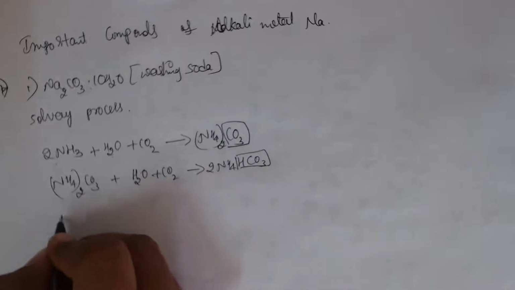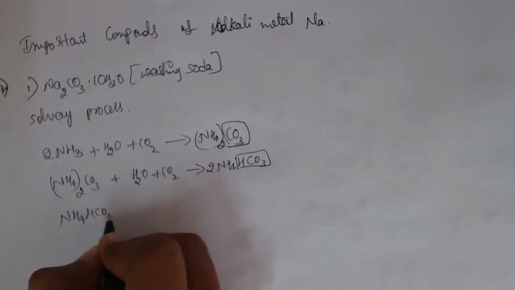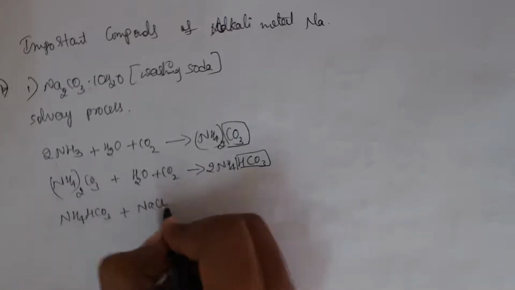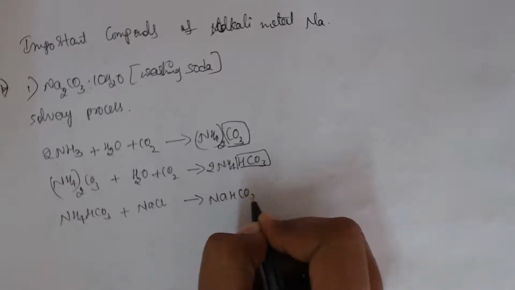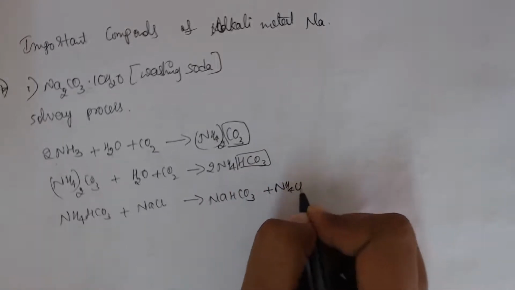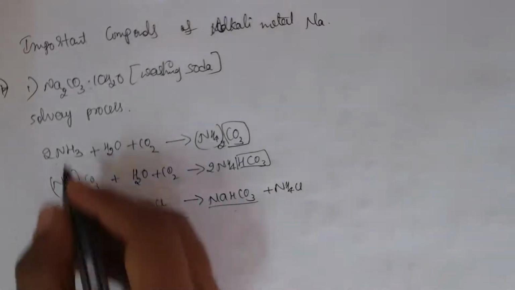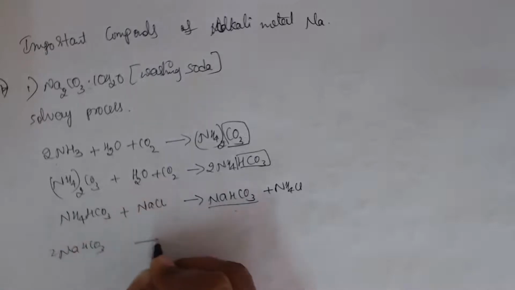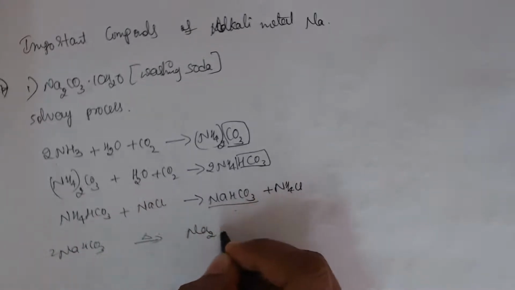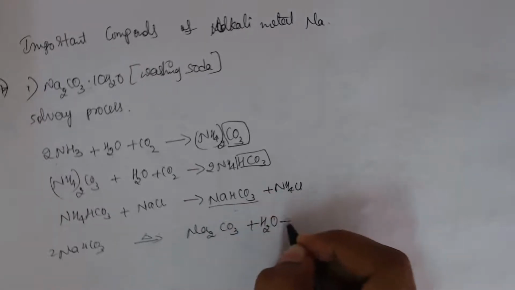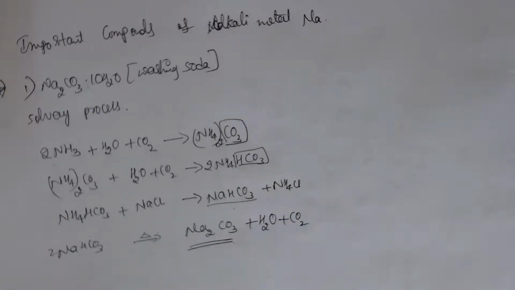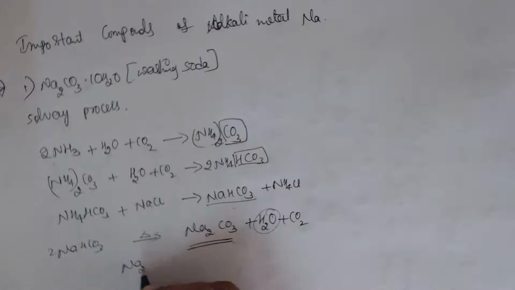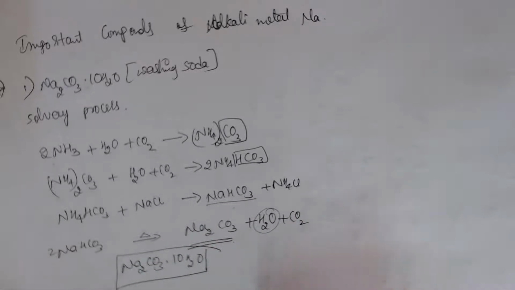Once the bicarbonate NH4HCO3 is formed, it is treated with NaCl, and it forms NaHCO3 plus NH4Cl. Next, students, we want sodium carbonate. NaHCO3 when heated forms Na2CO3 plus H2O plus CO2. So this is Na2CO3, and with water it forms Na2CO3 into 10H2O, washing soda.